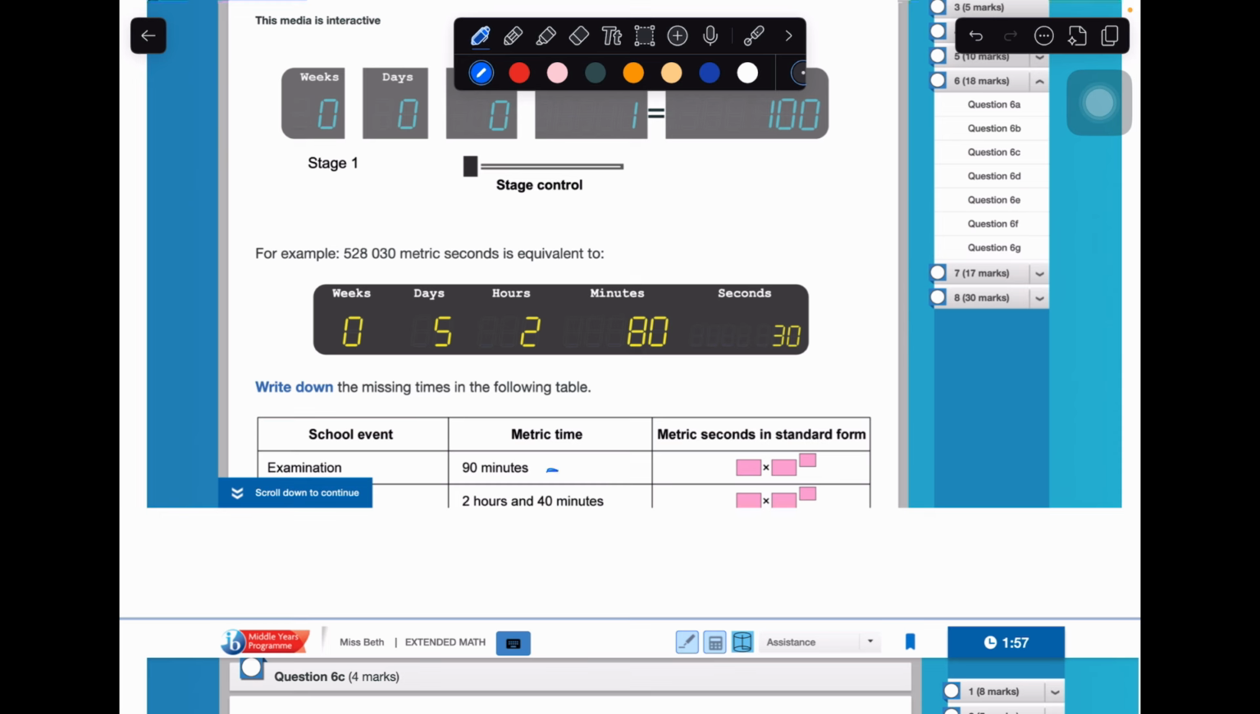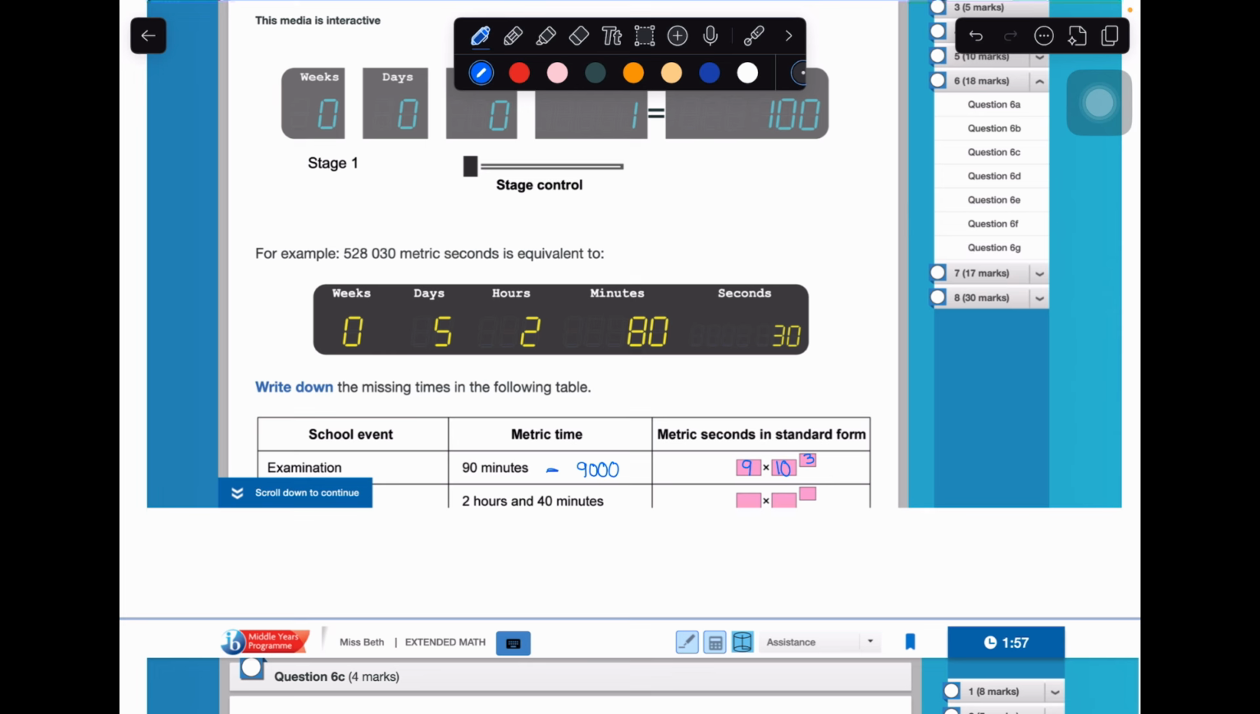Okay, so I know from my stage above, 1 minute is 100 seconds. So I need to multiply 90 by 100, which would give me 9,000. Then I want to write this in standard form. So my first number needs to be between 1 and 9.999, less than 10. And I am multiplying by 10 to the power of 3 to give me 9,000.